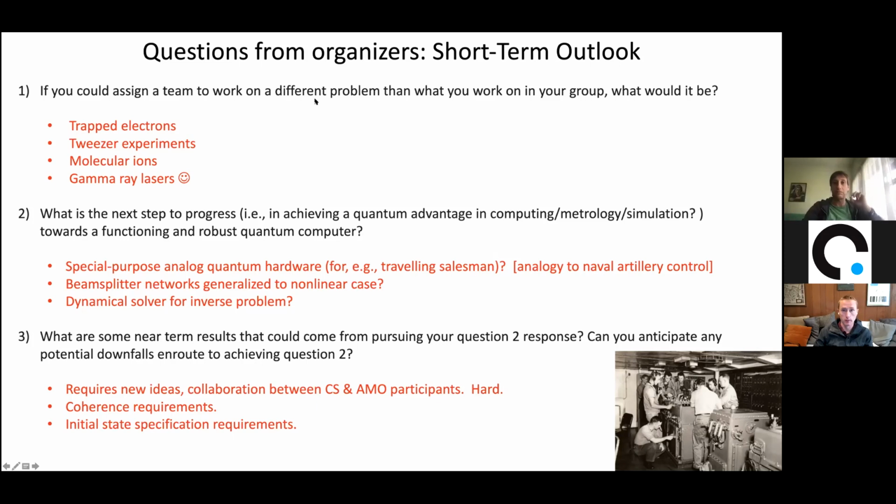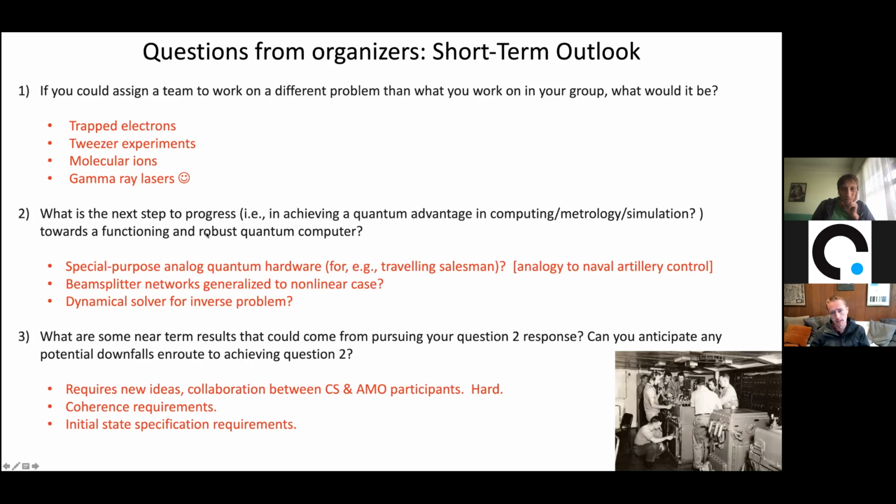If I could assign a team to work on a different problem than what I work on, and I was sure they would succeed, I would have them build a gamma ray laser that was totally tunable across the whole gamma ray spectrum. But since that is impossible, probably one of these other things. And actually, we are thinking of putting together a tweezer experiment. And I know the Berkeley team is as well. And of course, Manuel has beautiful tweezer experiments at Caltech.